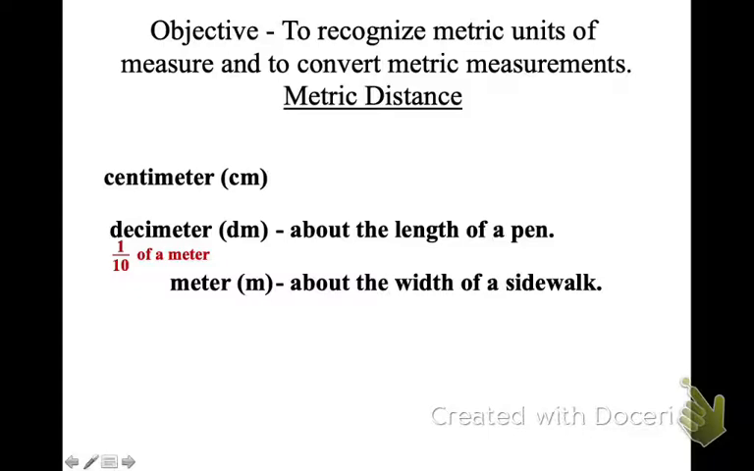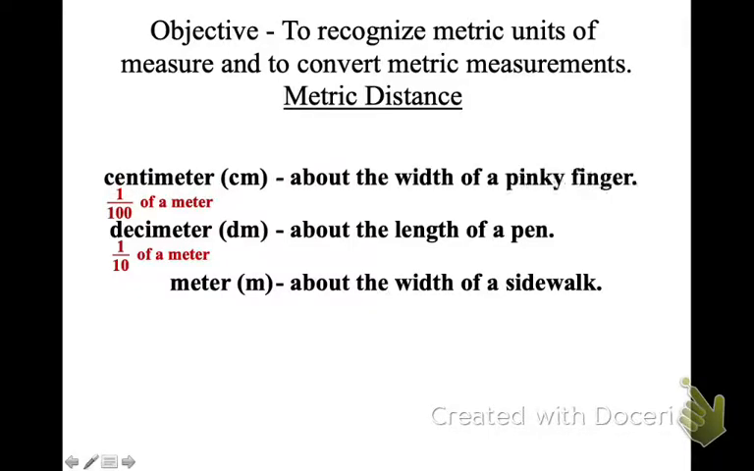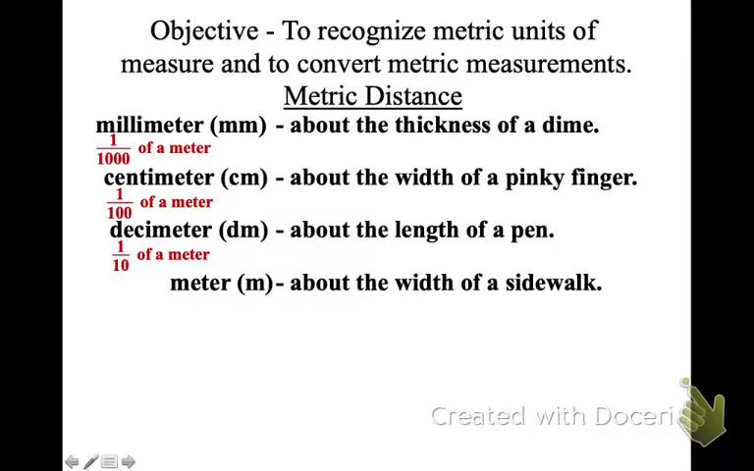Centimeter, that's what we see on our rulers. It's less than an inch. Centi means 1/100th. Deci means 1/10. So it's about the thickness of your pinky finger. And millimeter, those are the smallest units on your ruler, not on the customary side, on the metric side, the two little lines right next to each other. Milli means 1,000th, and that's about the thickness of a dime.